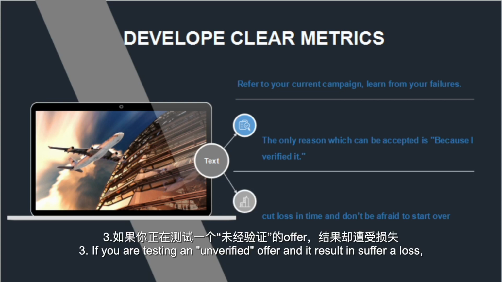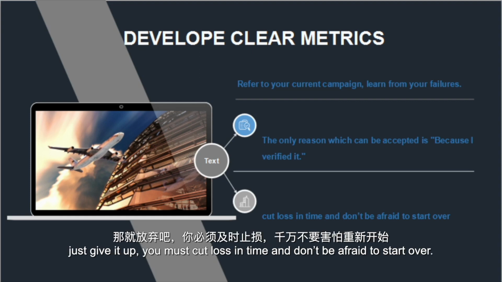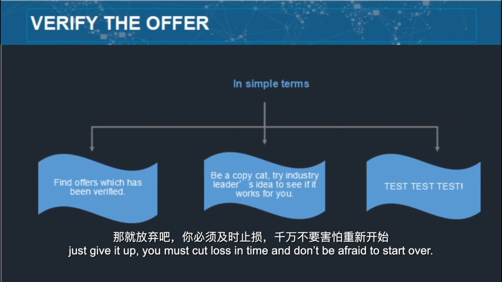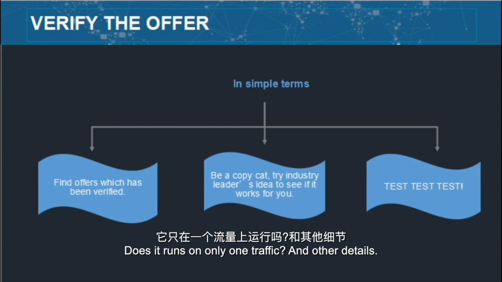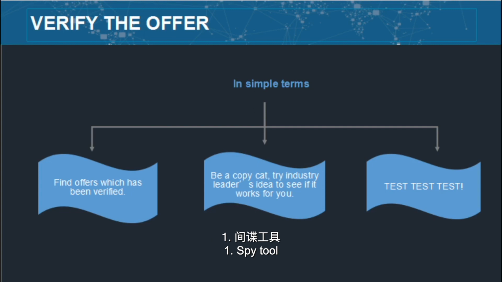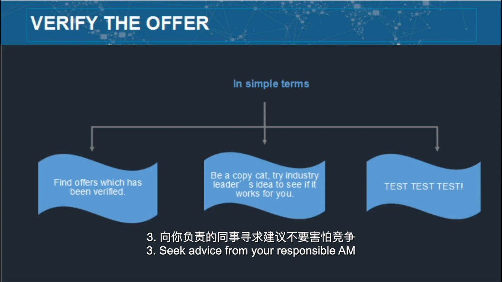Third, if you are testing an unverified offer and it results in a loss, just give it up. You must cut losses in time and not be afraid to start over. Here are 3 ways to verify that an offer has marketability. How does it work? Does it run on all-in-one traffic, and other details? First, spy tool. Second, pop-up website. Third, seek advice from your responsible AM.